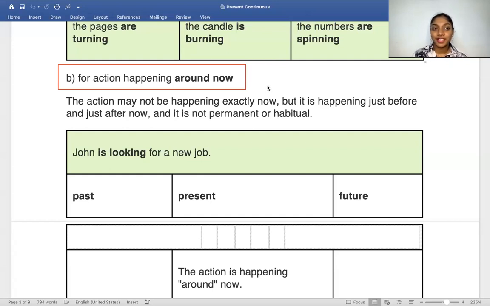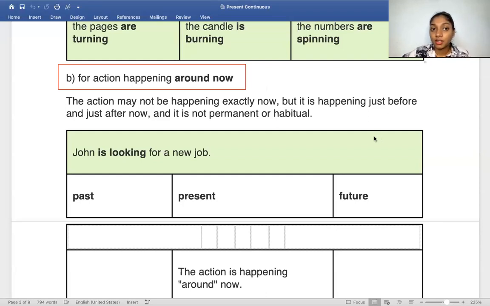Yes, I have already given it on the screen, but you can try it. You can send your answers. What do you think it is? And how is it different from the previous one? What is the difference between actions happening right now and actions happening around now? Why are these two different?